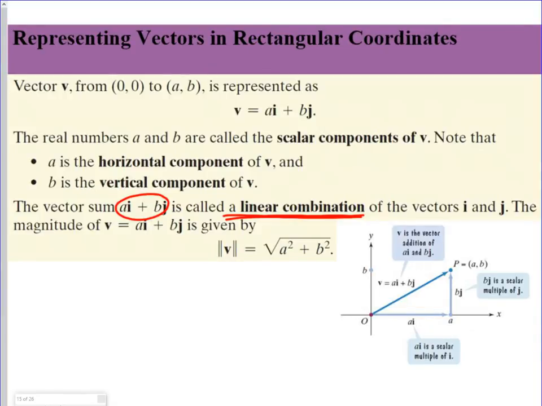No, this is giving me the vector in rectangulars right here. All it's saying is that this is the scalar on i, this is the scalar on j. Together we call that a linear combination. This is still how we find magnitude. We're still going to figure out what the distances are.